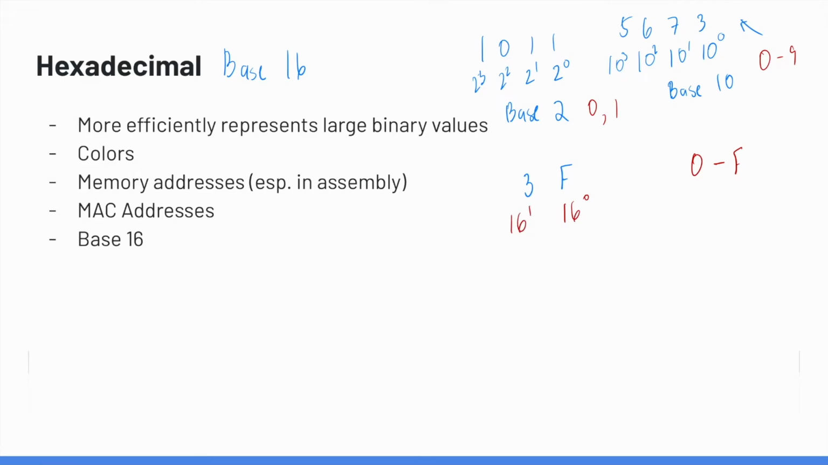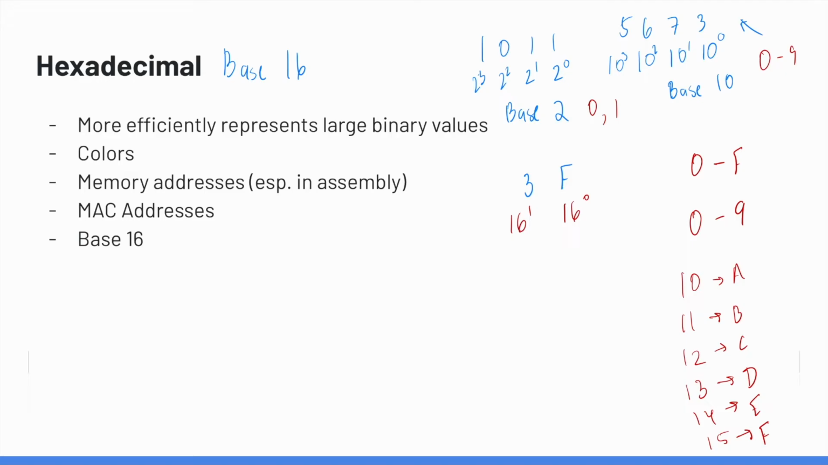Now, 0 to 9 is going to be just the same values we're used to, right? But then 10 is going to be A, 11 is going to be B, 12 is going to be C, 13 is going to be D, 14 is going to be E, and 15 is going to be F. So F is theoretically the highest digit we can have.